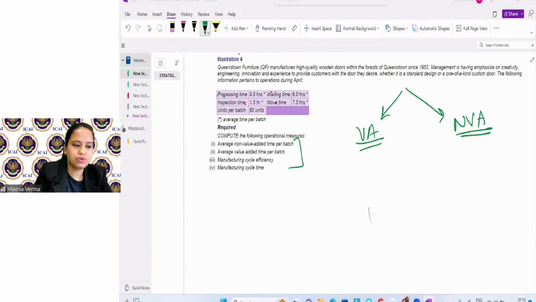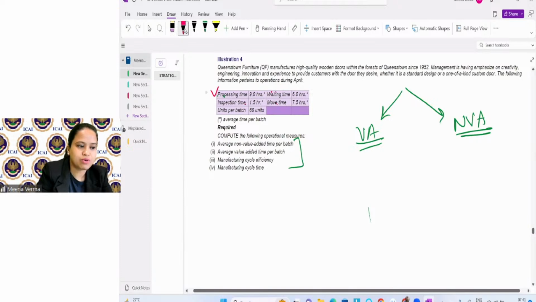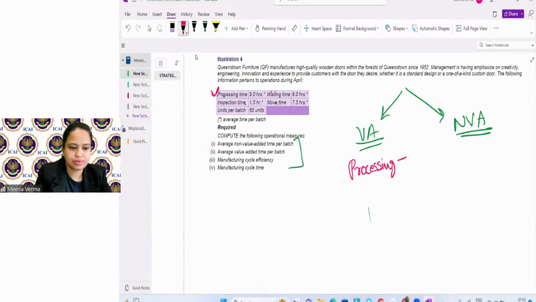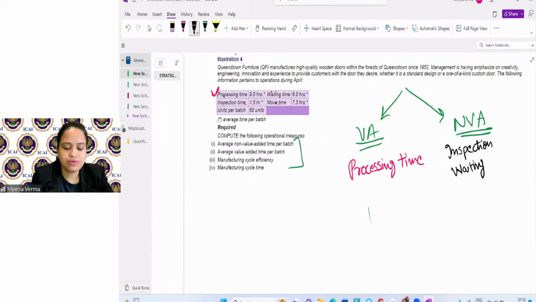Okay. So if you will see here, the value-added activity is only the processing time. This is the value-added activity. What are the non-value-added activity? We have already learned. Inspection is a non-value-added activity. It does not create value to the final product. Then we have learned waiting time. Waiting is a non-value-added activity. Movement, unnecessary motion is also a non-value-added activity.